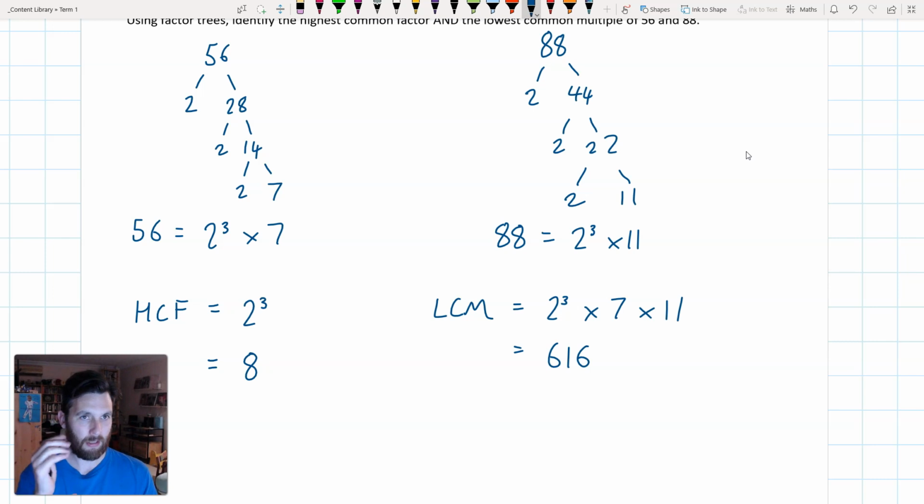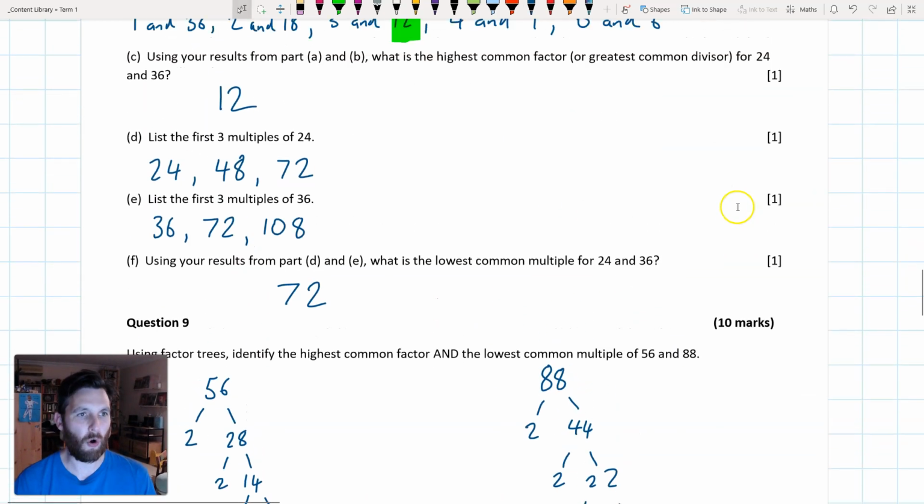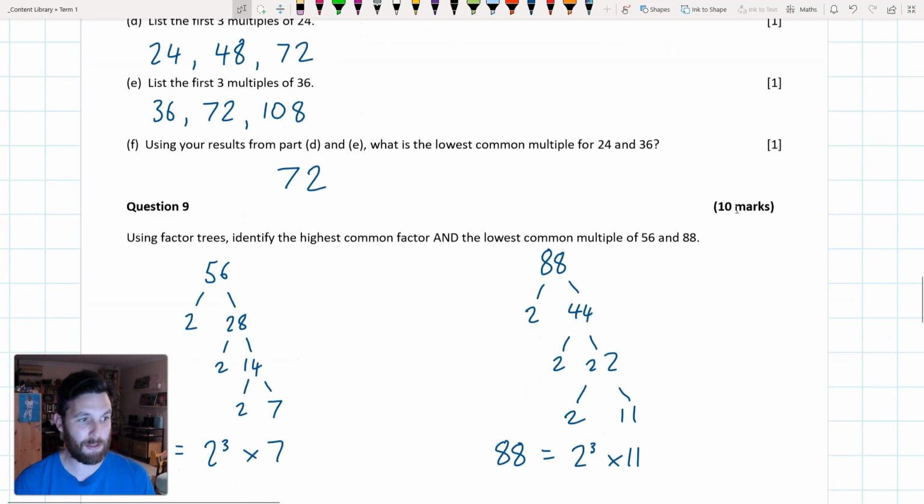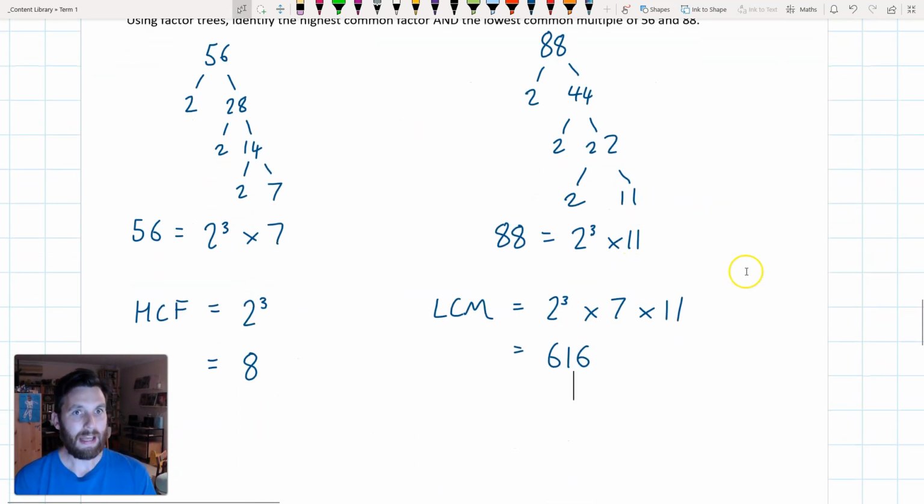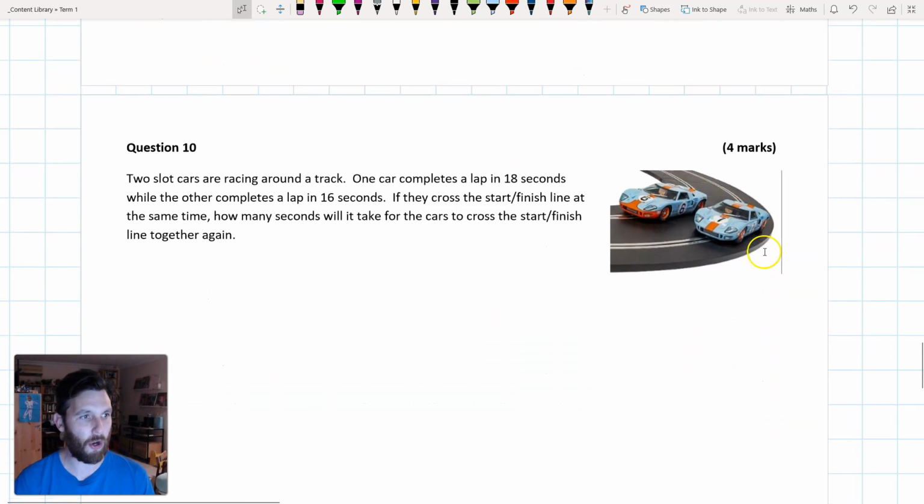And rather than literally writing down 88, going through the 88 times table, you can find it using products of prime factors, which is a really, really neat trick to be able to do. I'll leave some links to extra practice in the description. If you're going for the very top marks, this is maybe one to consider giving a go.